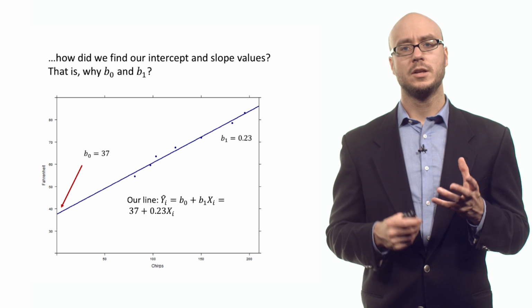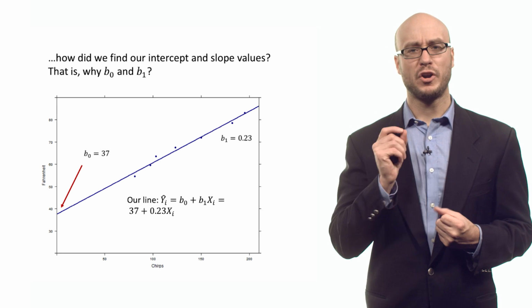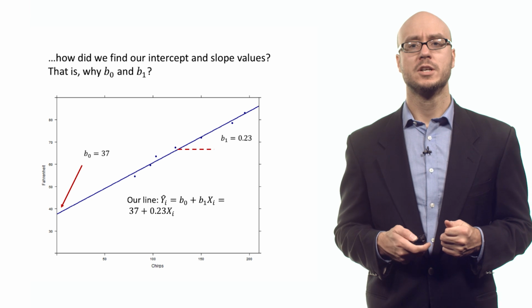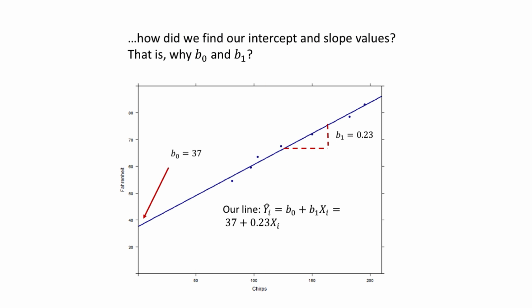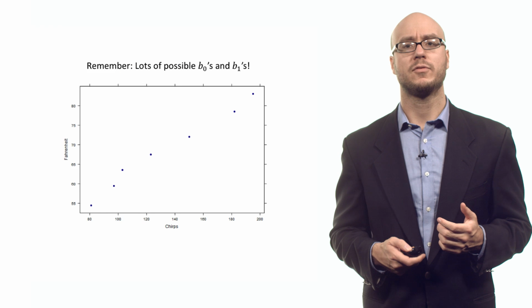This is cool, but we might ask, where do we actually get these particular values of the intercept and slope? For the example of cricket chirps per minute, we get this particular value of the intercept. So when x is 0, when the number of cricket chirps per minute is 0, we get this expected mean temperature of 37 degrees Fahrenheit. And then we have this value of the slope for B1. For every 1 unit increase in cricket chirps per minute, the temperature is expected to increase by 0.23 degrees Fahrenheit. But where do we get these particular values of the slope and the intercept? Where do they come from?